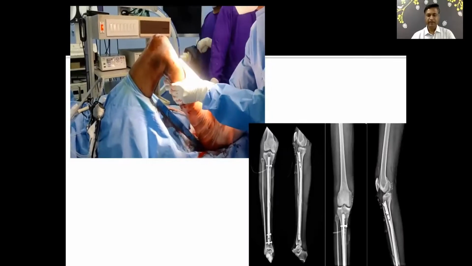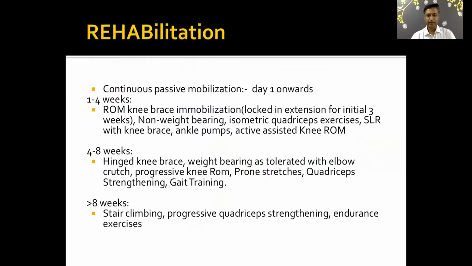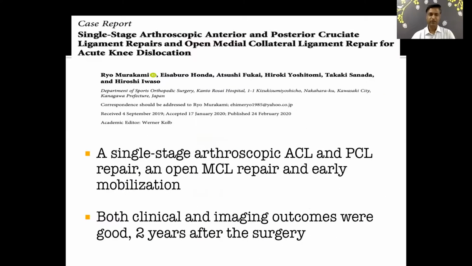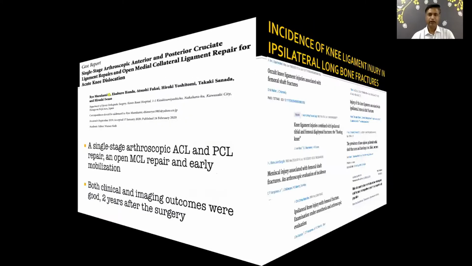So these are patients subjected to our routine rehab protocol. We immobilize them in a long knee brace for 4 weeks and allow isometric exercises and intermittent range of movement exercises. Then we allow them partial weight bearing with a hinge knee brace, and after 8 weeks we do aggressive quadriceps strengthening exercises. So these are certain articles which have shown that primary repair has a good outcome.